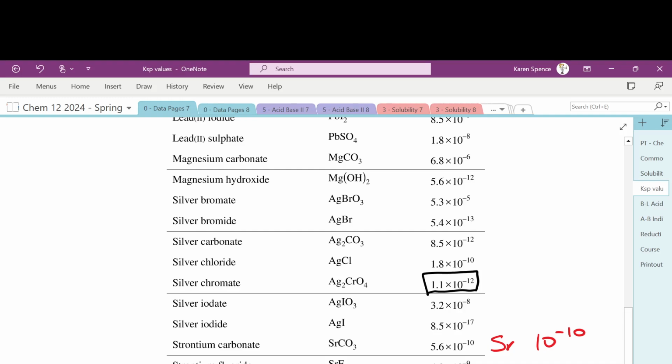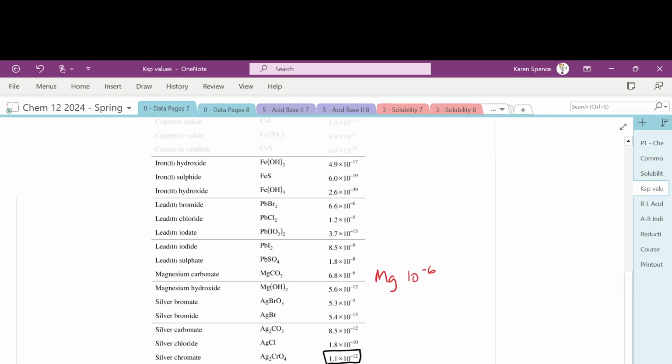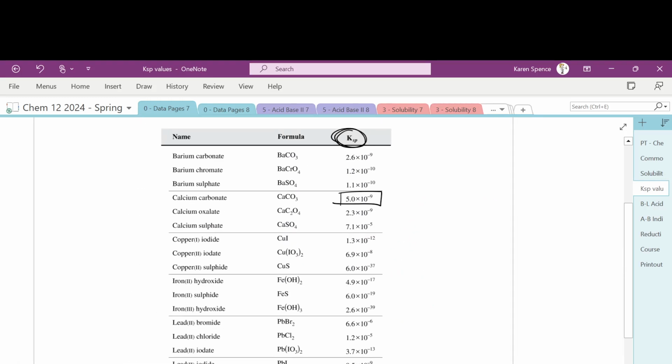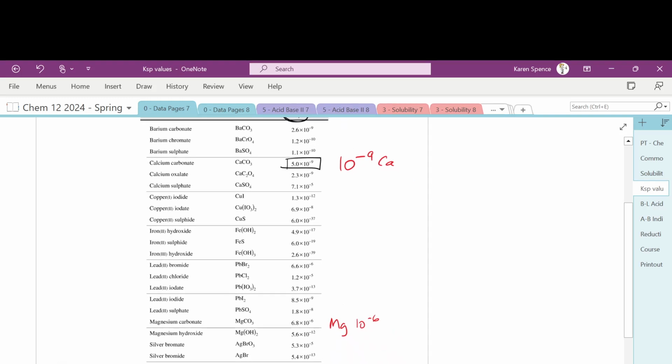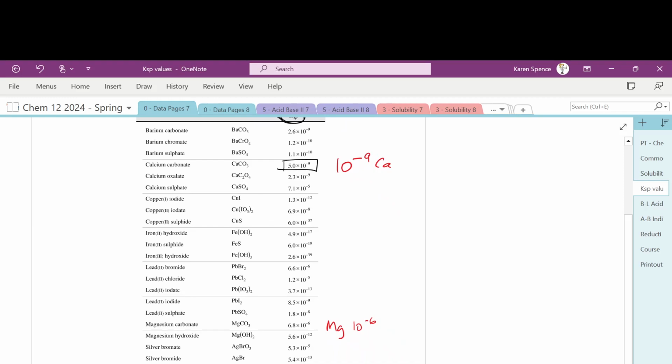Calcium carbonate, was it magnesium? Yeah, okay. Magnesium carbonate is 10 to the negative 6, and calcium carbonate is 10 to the negative 9. So which has the lowest concentration? That will be the one with the smallest KSP, so that's going to be strontium carbonate. Okay.